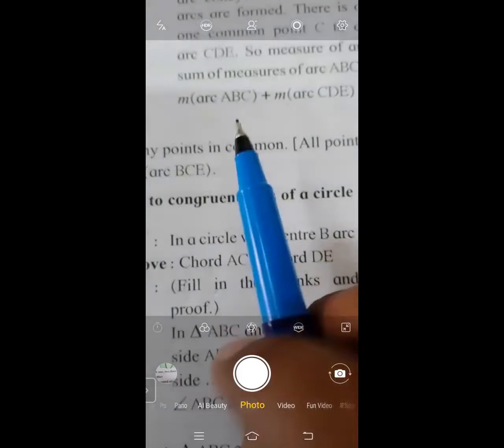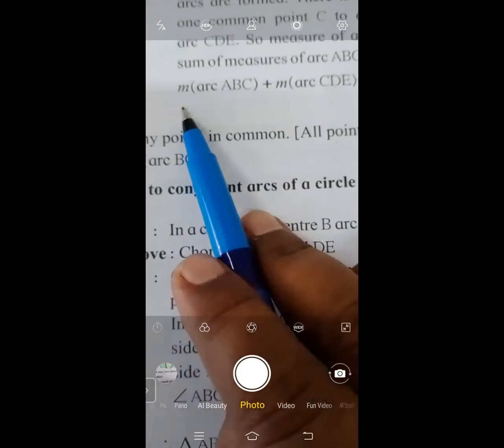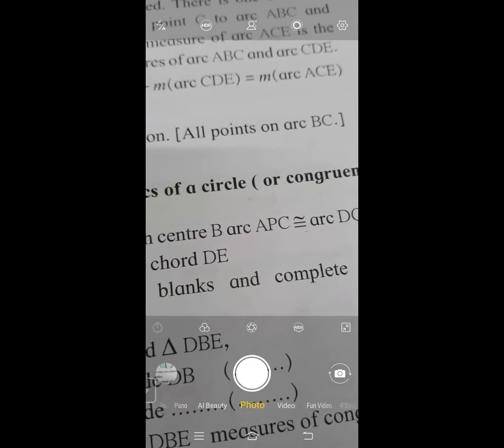Just see how we have to write the measure. Arc is written by writing ARC and the three vertices, the three capital letters which are present on the circle, plus measure of arc CDE is equal to the whole measure of the arc ACE. This is a simple point.